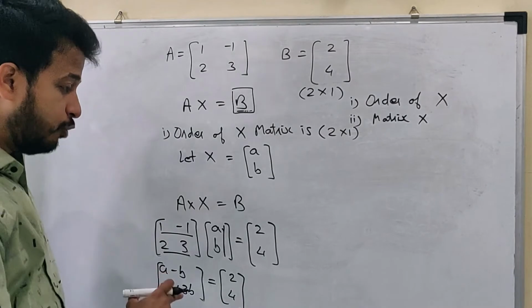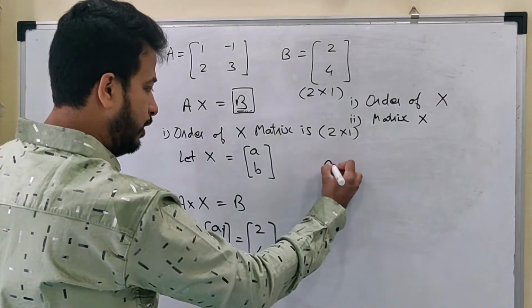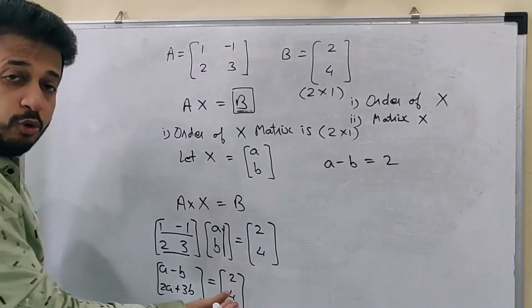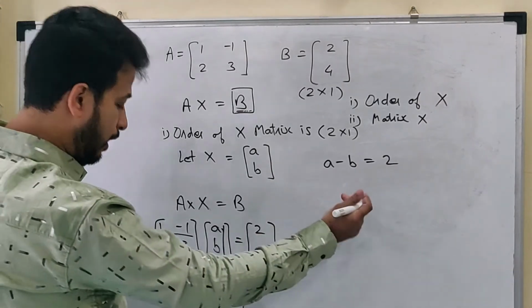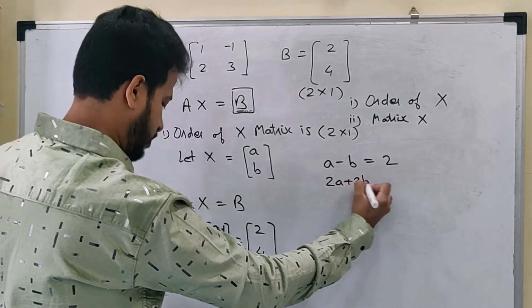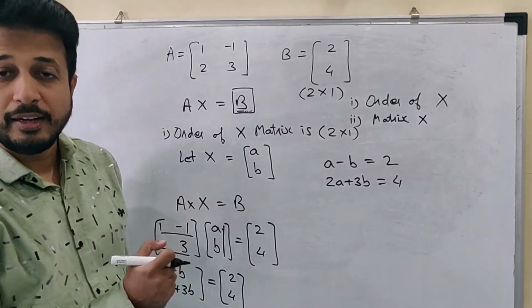Now when I multiply these 2 matrices, I am going to get 2 equations. So what are my equations? My equation is A minus B is equal to 2, because I am equating 2 matrices. So this thing will be equal to this, and this down part will be equal to 4. I have to solve these equations simultaneously.